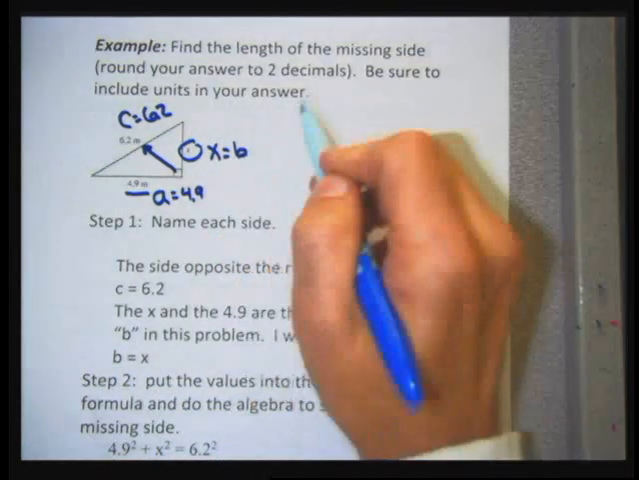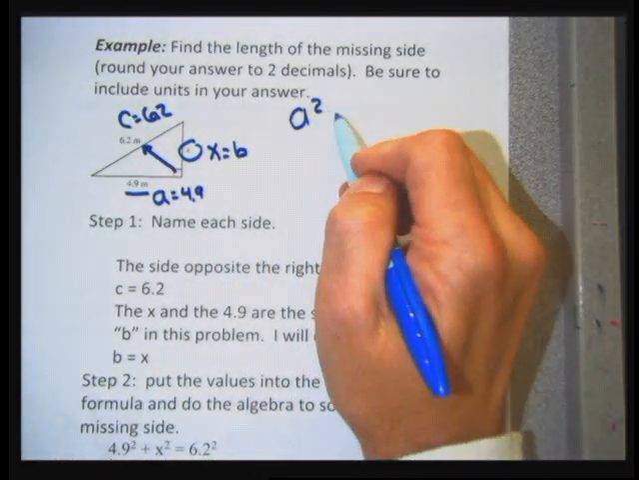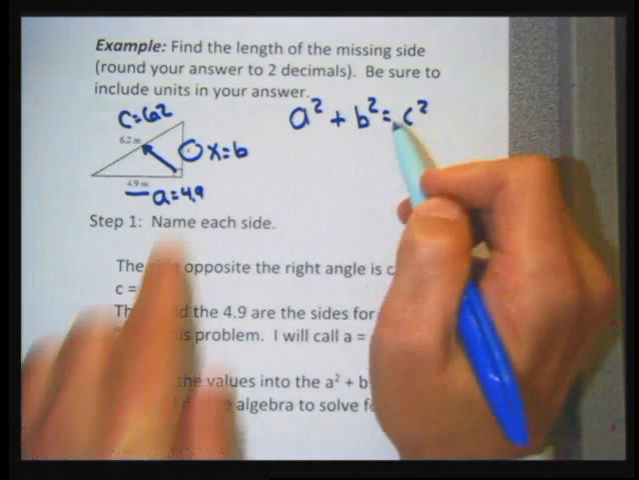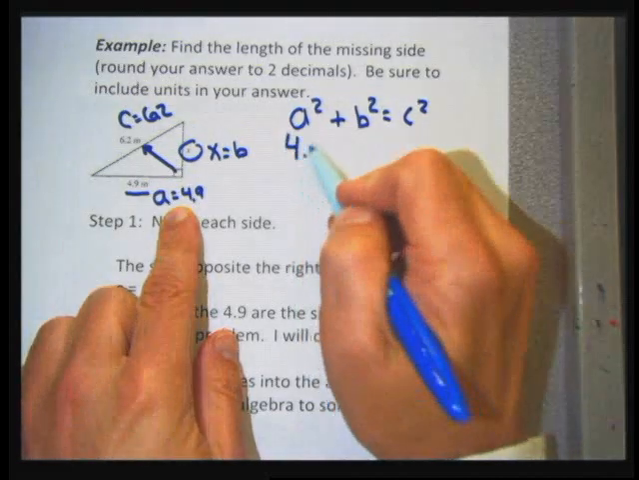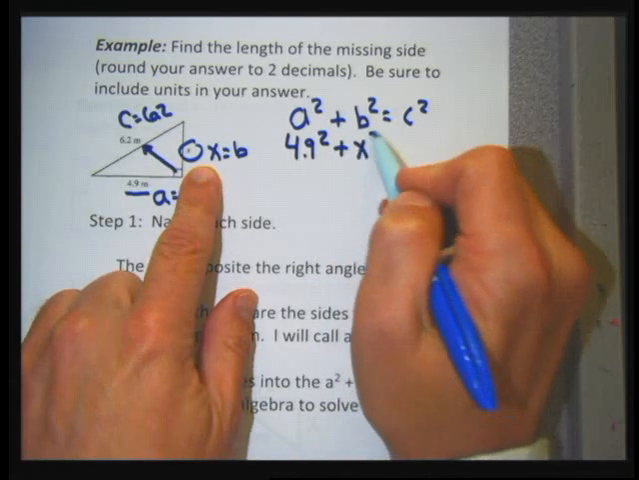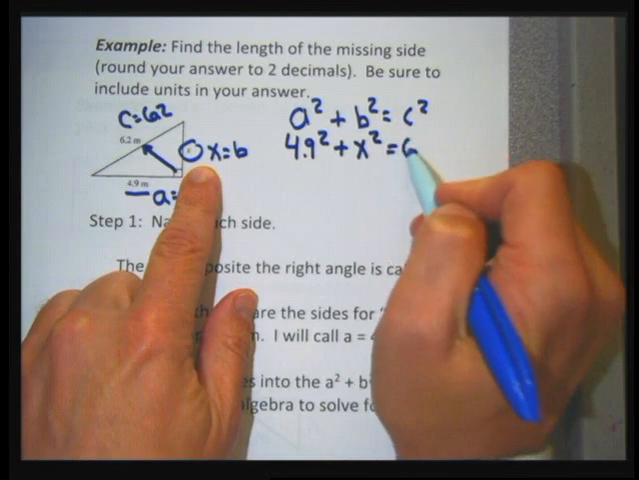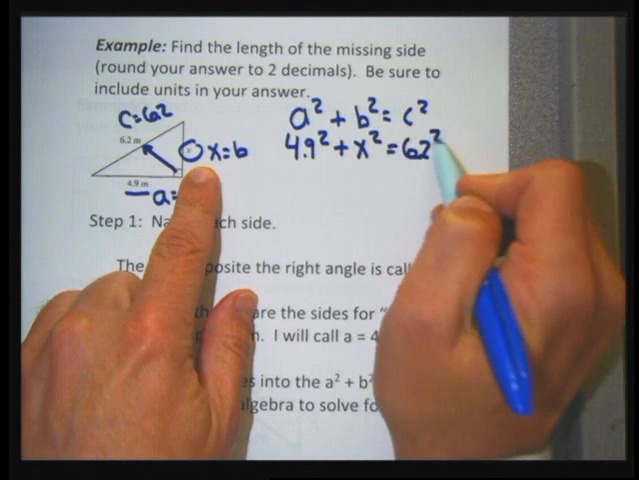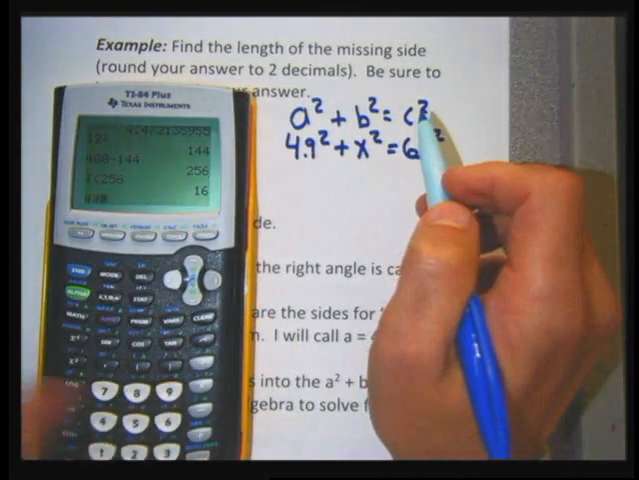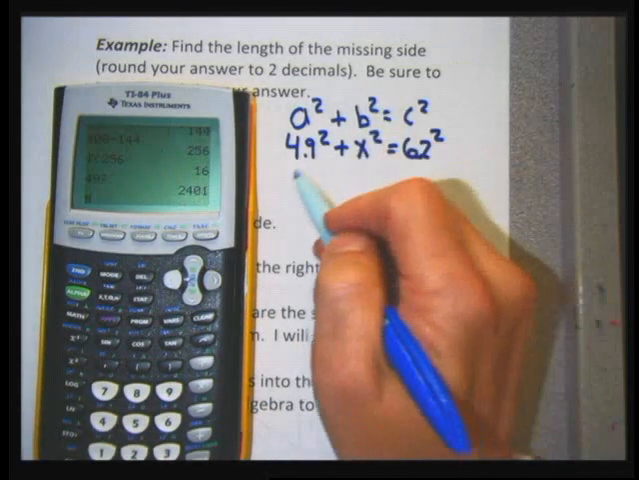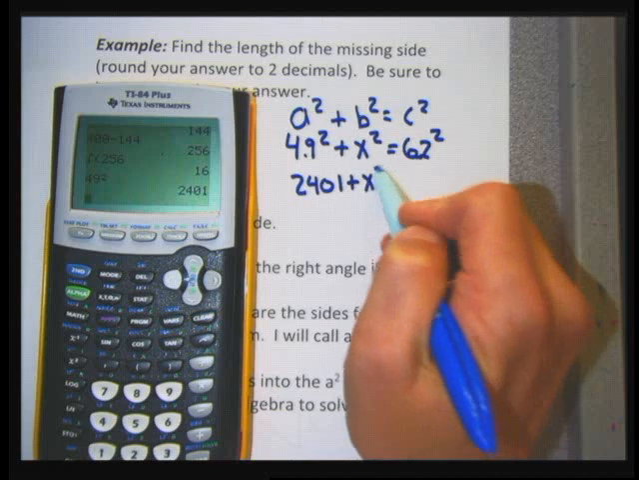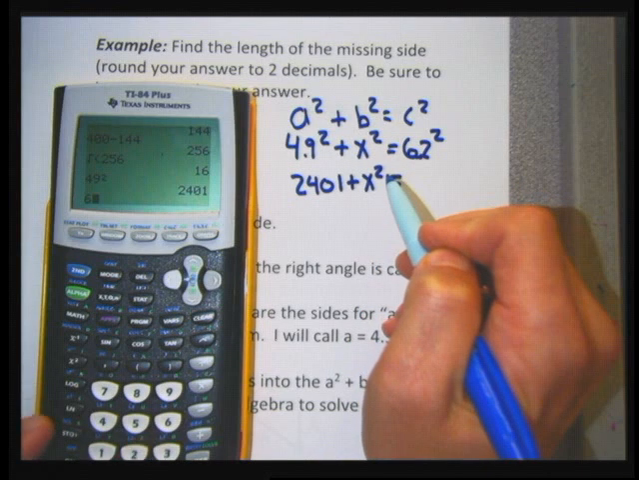So in the formula now, for right triangles to find the sides, I'm going to use a squared plus b squared equals c squared. In place of the a, I'm going to put the number 4.9, and I'm going to square it. In place of the b, I'm going to put the letter x, and I'm going to square it. And in place of the c, I'm going to put the number 6.2, and I'm going to square it. I'm going to use my calculator to do both the squares. So I'm going to do 4.9 squared on the left side and get 2,401. I'm going to leave the plus x squared equals, and on the right side I'll do 6.2 squared.